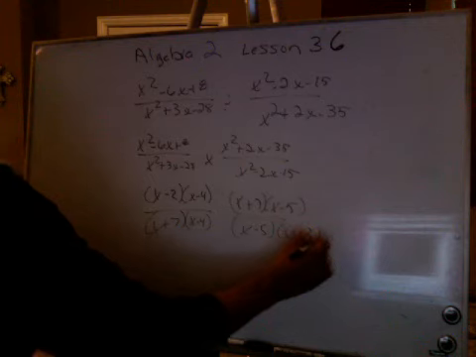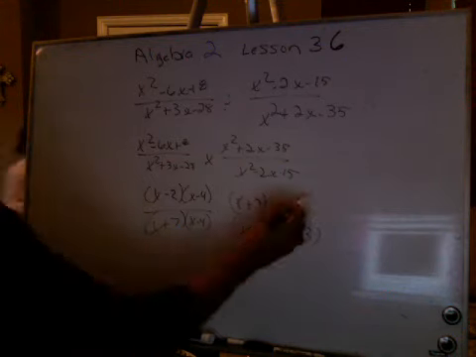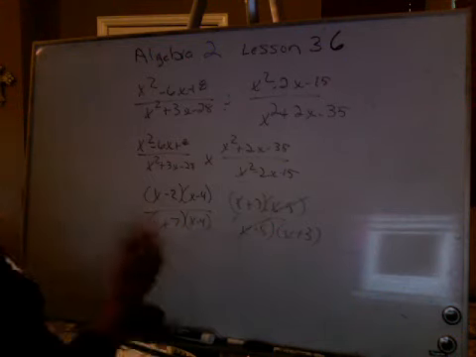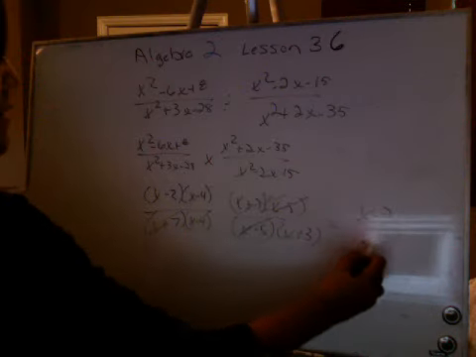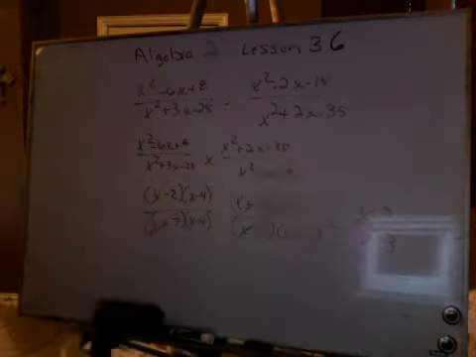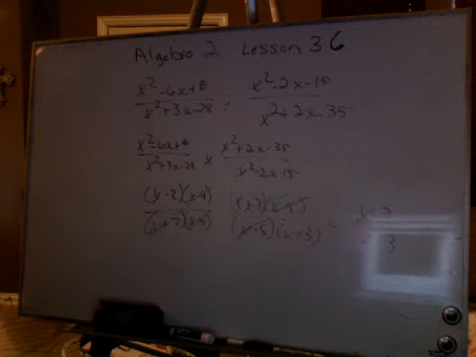x minus 2 times x minus 4 over x plus 7 times x minus 4, times x plus 7 times x minus 5 over x minus 5 times x plus 3. Now anything that's alike, you're going to cross out. So this goes away, this goes away, this goes away. And I'm simply left with x minus 2 over x plus 3.